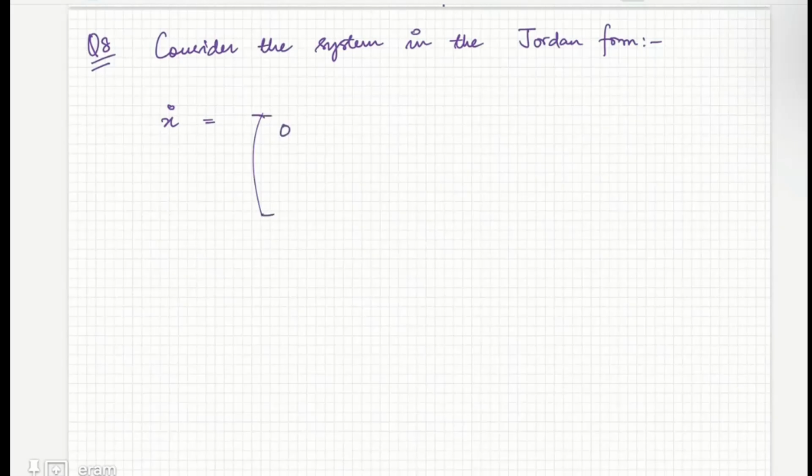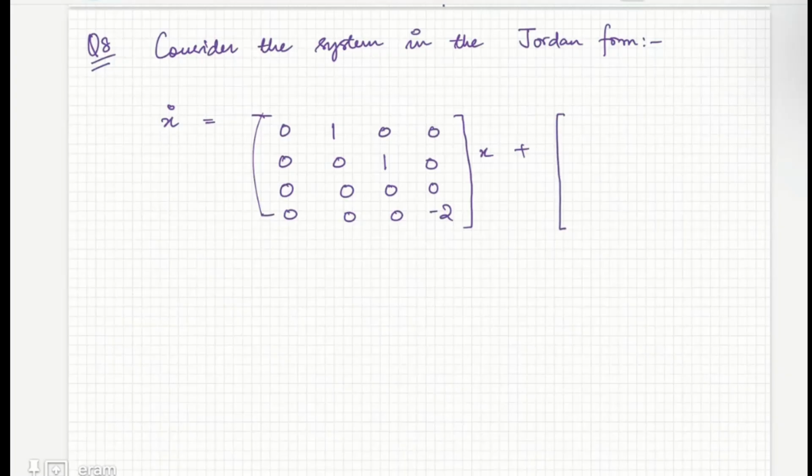So consider the system in the Jordan form, which is given as A equals [0 1 0 0; 0 0 1 0; 0 0 0 0; 0 0 0 -2], and the B matrix in the Jordan form is [10; 9; 0; 1], so x dot equals Ax plus Bu, and Y is given as [1 0 0 2] x.